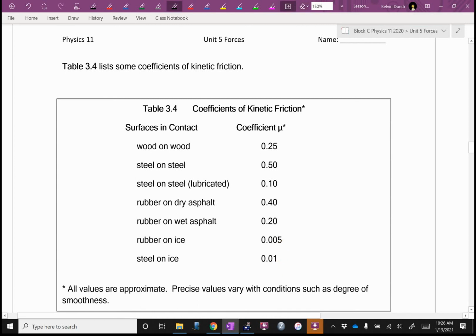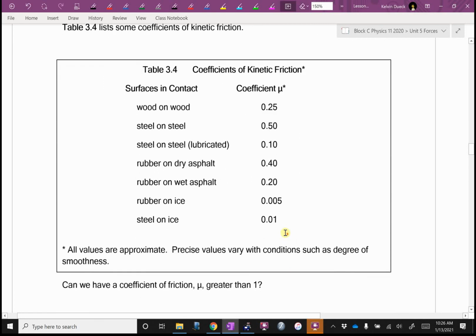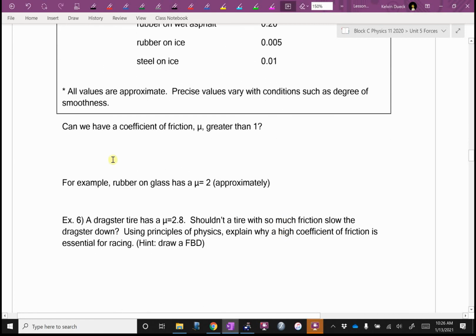Rubber on ice, steel on ice. You'll notice rubber on ice is really bad. That's why walking on ice in sneakers is tougher than skating on ice, right? Can you have a coefficient of friction bigger than 1? Yes.